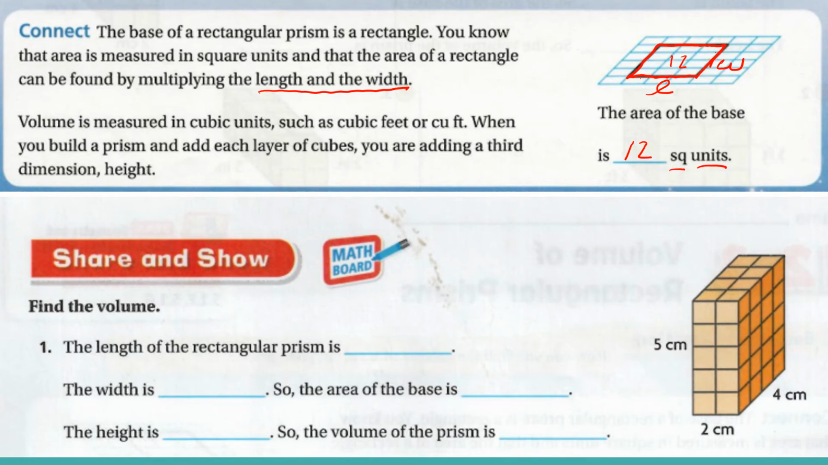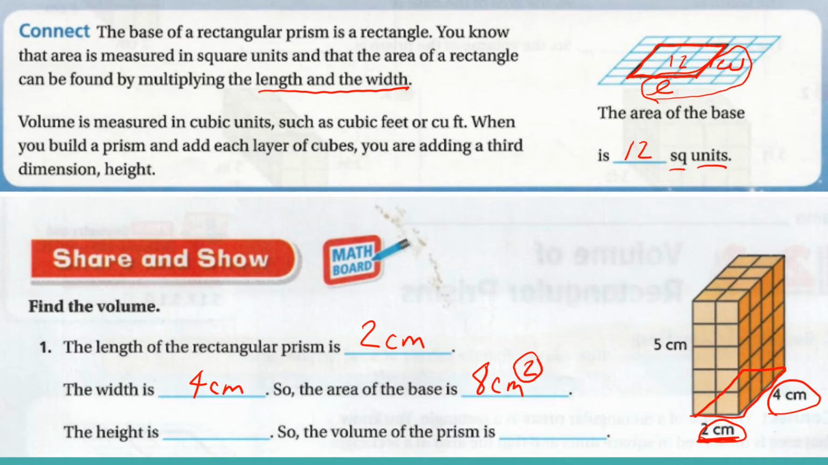Okay, so let's practice that then. I'm looking at finding the area of the base only. So here, the length of the rectangular prism is 2 centimeters. Okay, we can all see that. There's the length. The width of my prism is 4 centimeters. So the area then of this base, it's what this figure is standing on, would be 8 centimeters squared because the shape is a rectangle. It's sitting on a rectangle.